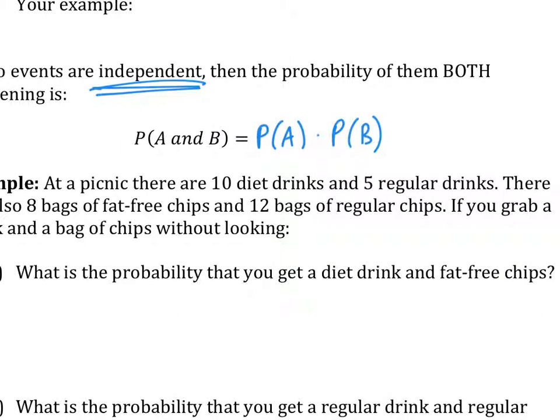For example, at a picnic, there are 10 diet drinks and 5 regular drinks. There are also 8 bags of fat-free chips and 12 bags of regular chips. If you grab a drink and a bag of chips without looking, what is the probability that you get a diet drink and fat-free chips?